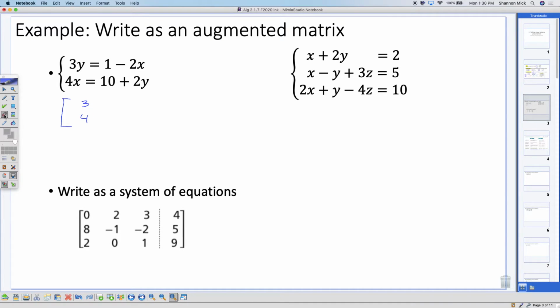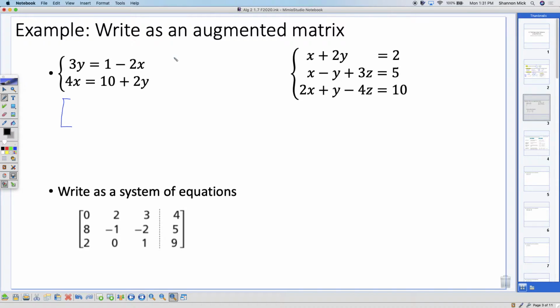Why not? Because your 3 is variable y there and 4 is x. So I have to do what first? Rewrite it. I have to rewrite it, or I don't have to rewrite it, but I at least have to think about it being rewritten. Correct? Okay.